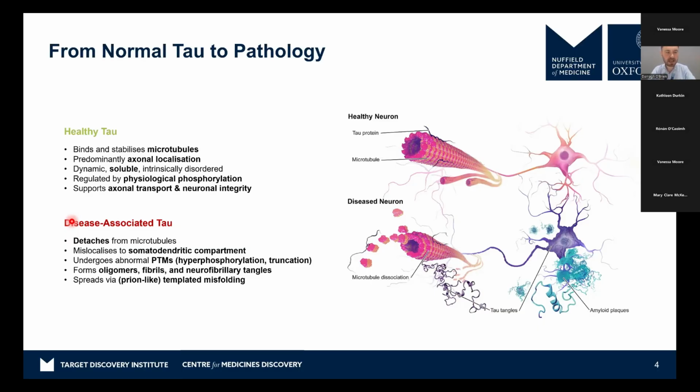As a result of all of these disease processes, tau can form soluble oligomers, and these ultimately lead to insoluble fibrils and neurofibrillary tangles in disease. Importantly, these pathological forms of tau can also spread between cells in a prion-like way, and thus propagate the disease itself. So the key idea is that it's not just aggregation, it's a state transition from a functional protein to a misfolded, self-propagating system.